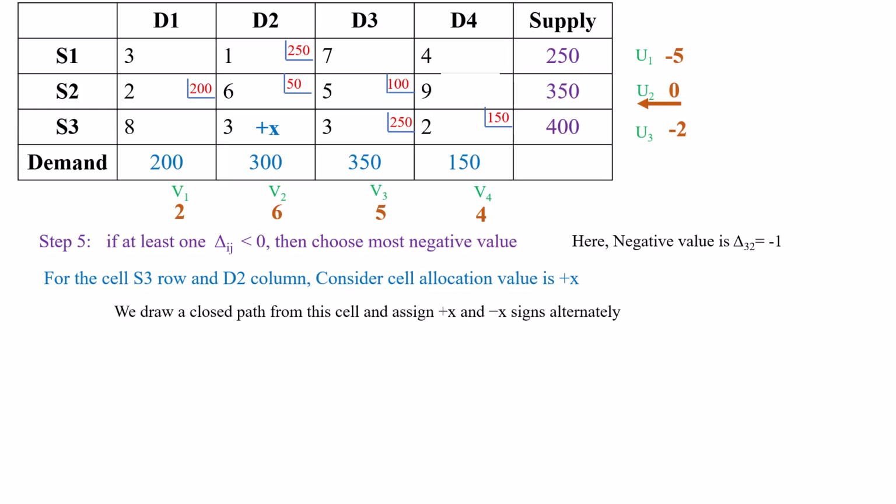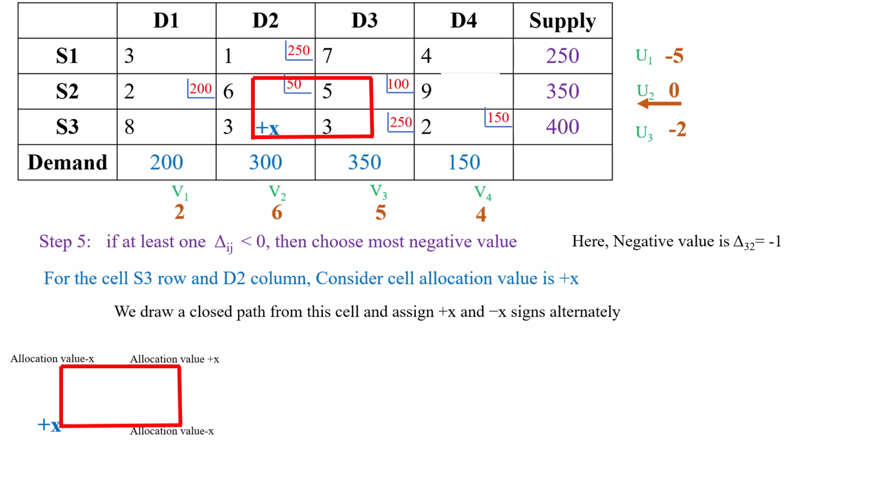Next we have to draw a closed path from this cell and assign the plus x, minus x signs alternately. So this is the closed path. Next we have to change the allocation values. Initial one is plus x. Next one is the allocation value minus x. It has 250, now it is 250 minus x. Next the initial allocation is 100, we change it to 100 plus x. And next the initial allocation value is 50, now once again I change it to 50 minus x.